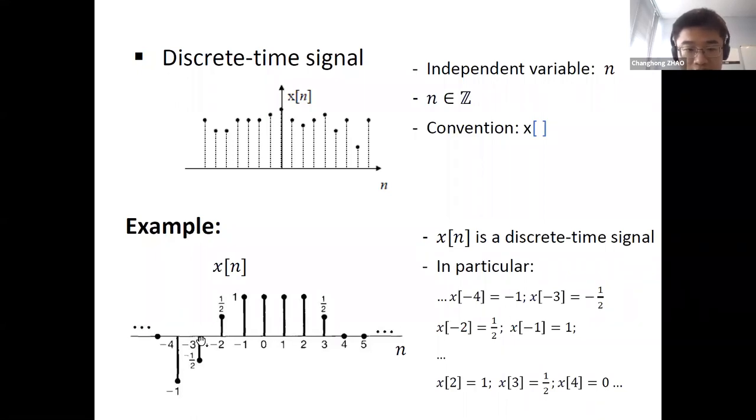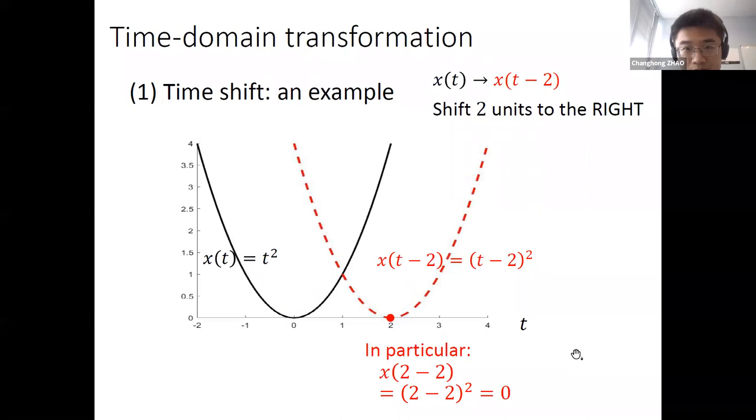Similarly, for n equals minus 3, we can read from the figure that x of minus 3 is minus 1/2. It doesn't have to be an integer. x of minus 2 equals 1/2. So everything can be read from this figure. And x of 4 and x of 5 are all 0. So these are the definitions of continuous time and discrete time signals.